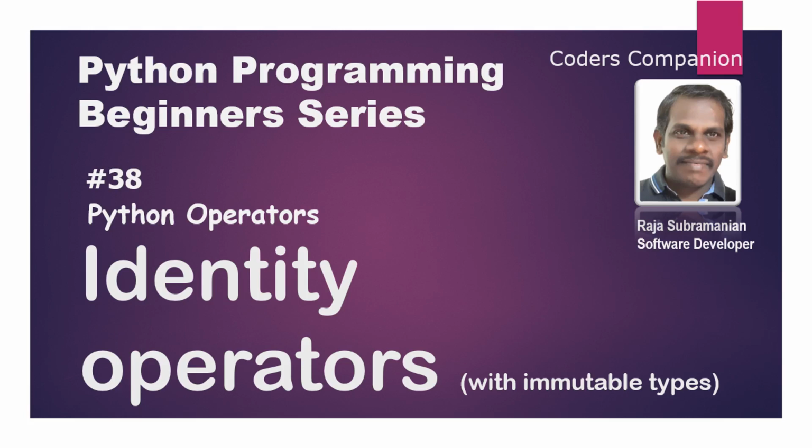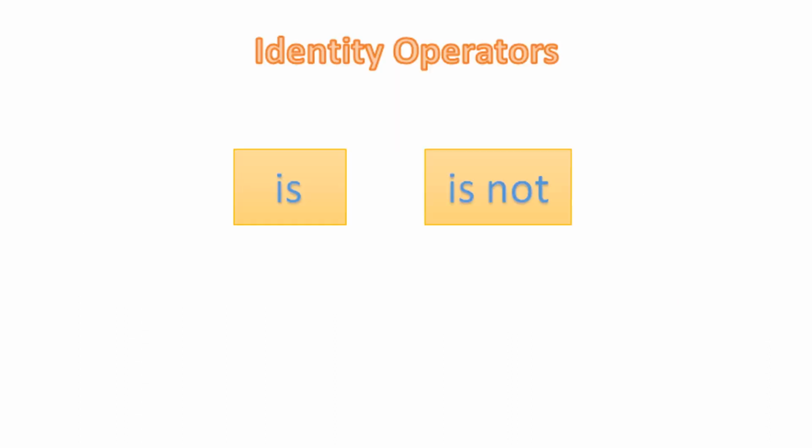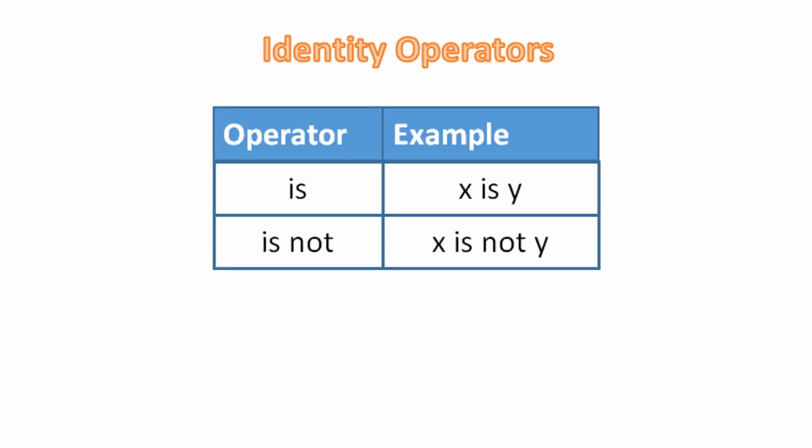Let's get started. This is the 7th topic in Python operators. Identity operators is and is not are used to check if the operands are referencing the same object. Identity operators are used to compare the objects, not if they are equal, but if they are actually referencing the same object with the same memory location. X is Y will return true if both variables are referencing the same object. X is not Y will return true if both variables are not referencing the same object.